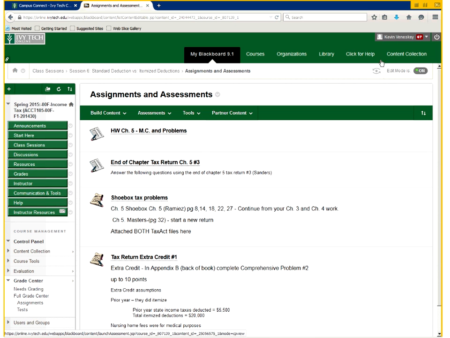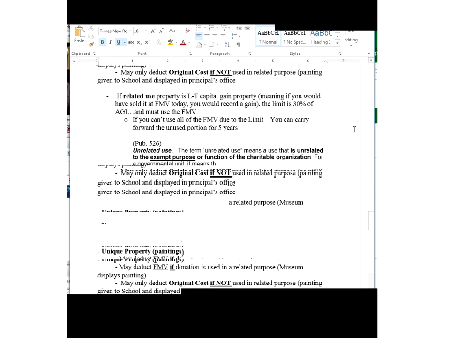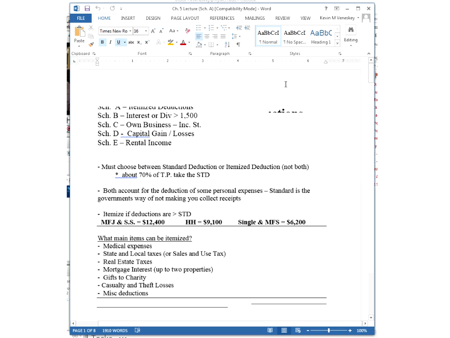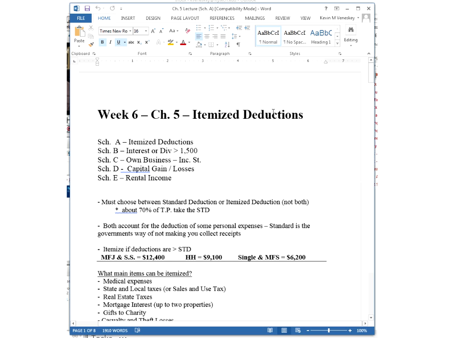Okay, let's dig in now to the itemized deductions. We're going to start the first schedule of the different schedules that are available for the 1040. A schedule is a pretty big area within the 1040 that needs some extra discussion, that needs some extra work shown. A lot of these schedules are pretty intensive, pretty big.